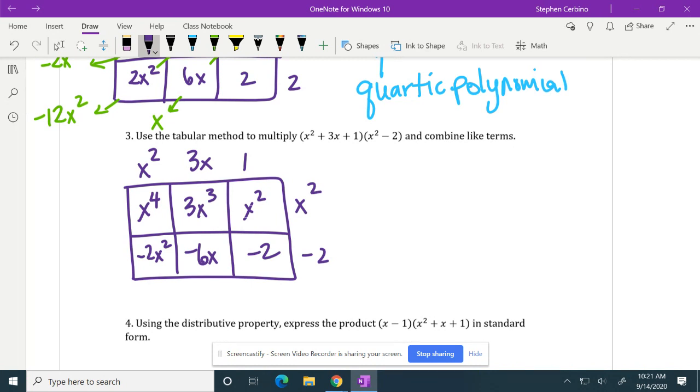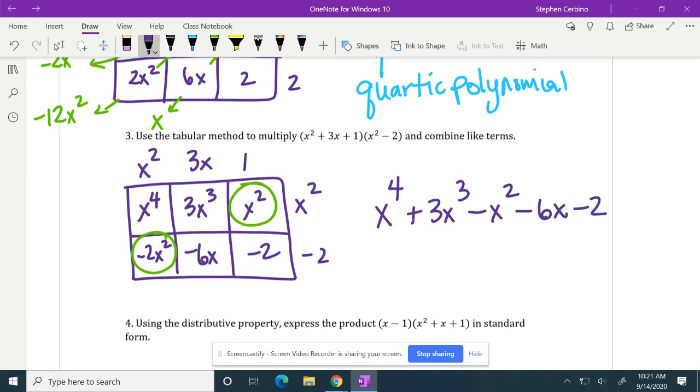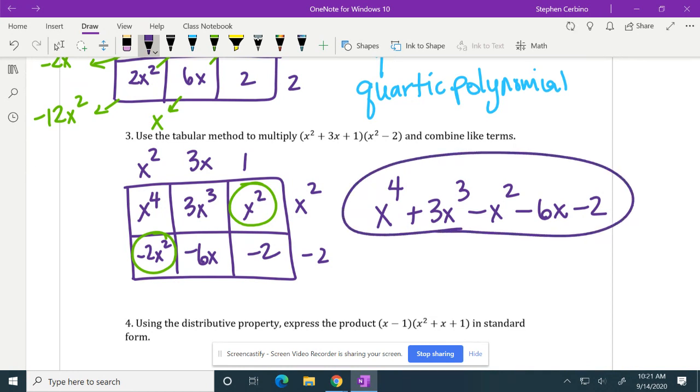So for this, it might be a little bit easier to circle like terms. So here's a like term, and here's a like term. There's nothing else that's common, so we can write our final answer. So we'd have x to the 4th power. We'd have a plus 3x cubed. Notice I'm trying to go in order of the exponents. The exponent should always decrease, right, or ascend, however you want to say it. And we wind up getting our answer here, another quartic polynomial. All right, let's move on.